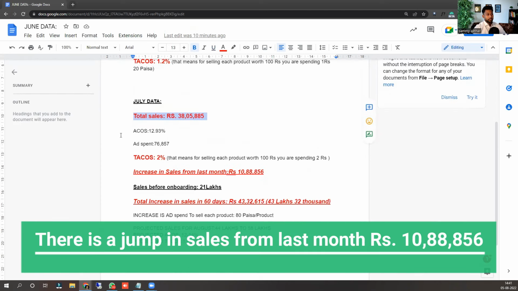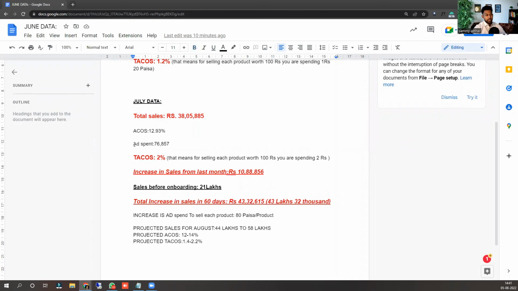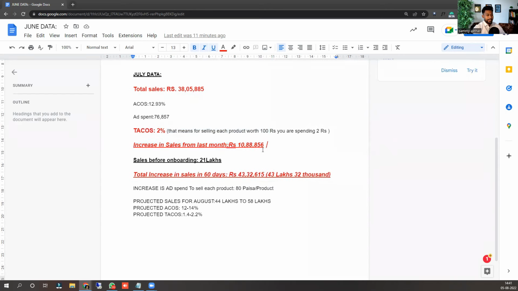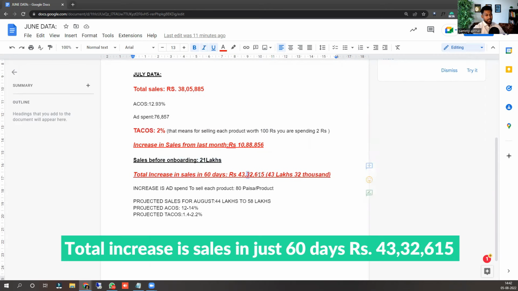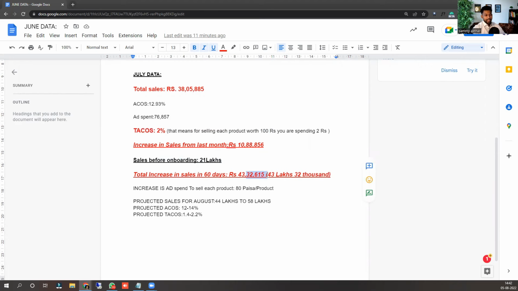So you can see the jump. The ACOS is around 12.93%. The ad spend has increased to 76,857. The TACOS is coming around 2%. Now it will go into optimization. For every 100 rupees product the customer is buying, it is costing 2 rupees to the brand to sell that product. The increase in sales from last month is around 10 lakhs 88,000 rupees. Sales before onboarding were around 21 lakhs, so the total increase in sales in 60 days is around 43 lakhs 32,615 rupees. So 43 lakhs 32,000 in sales have increased since they onboarded with us.